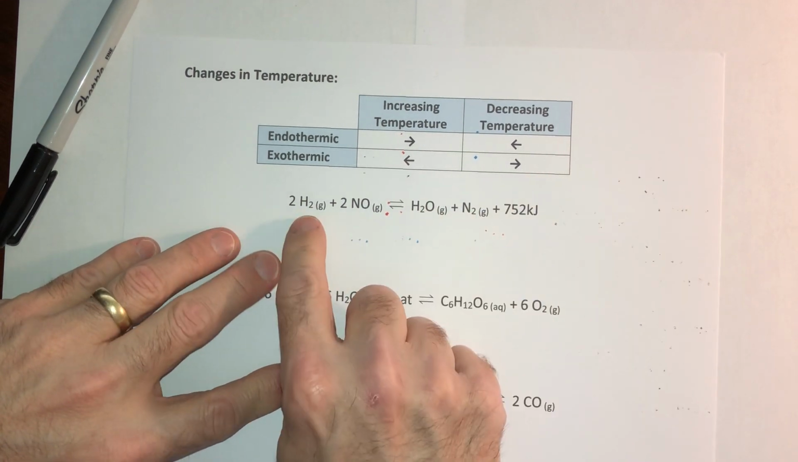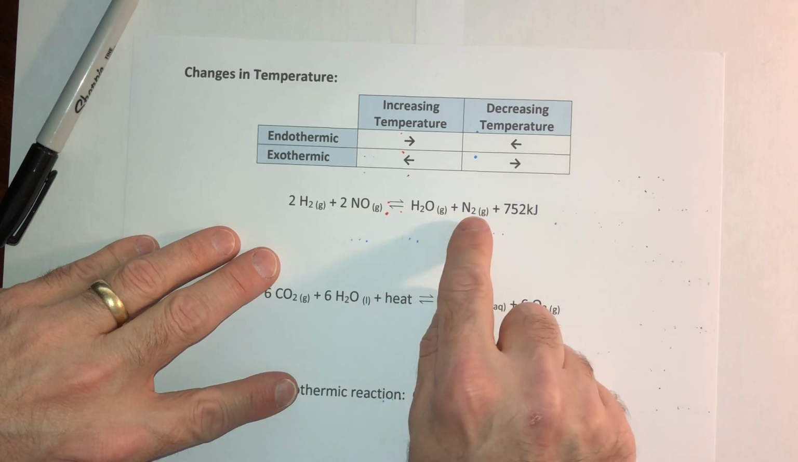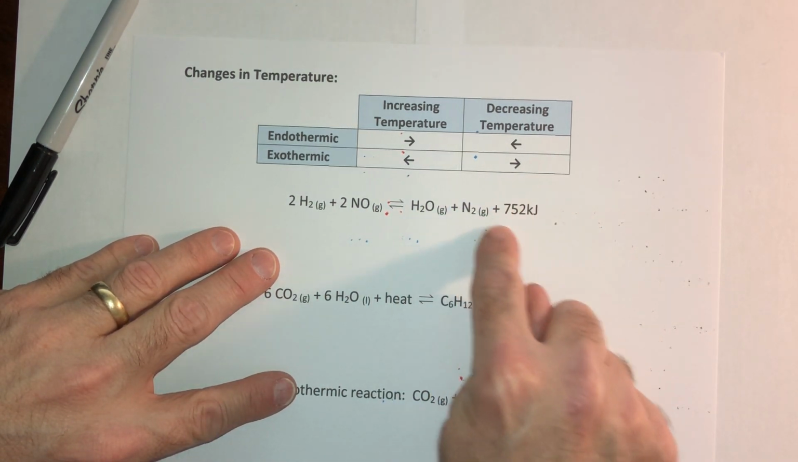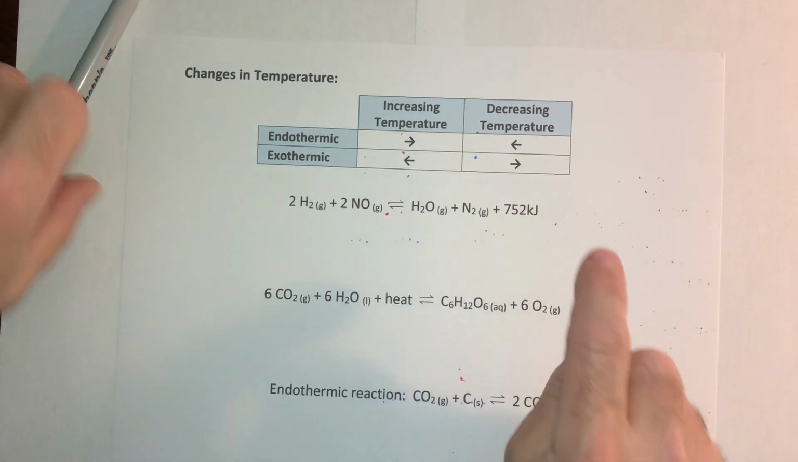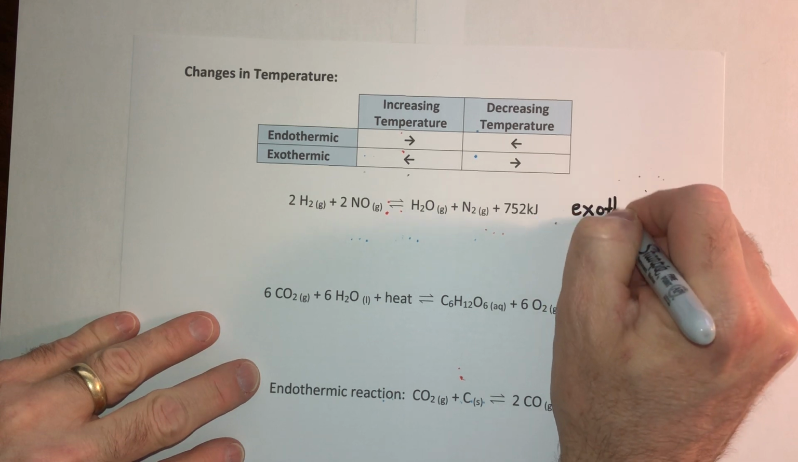So let's say we talk about this first one here, okay? This first reaction has some H2 gas reacting with some NO gas, turning into water gas and N2 gas. And I've got heat written here as a product. If the heat is written here as a product, this is an exothermic reaction.